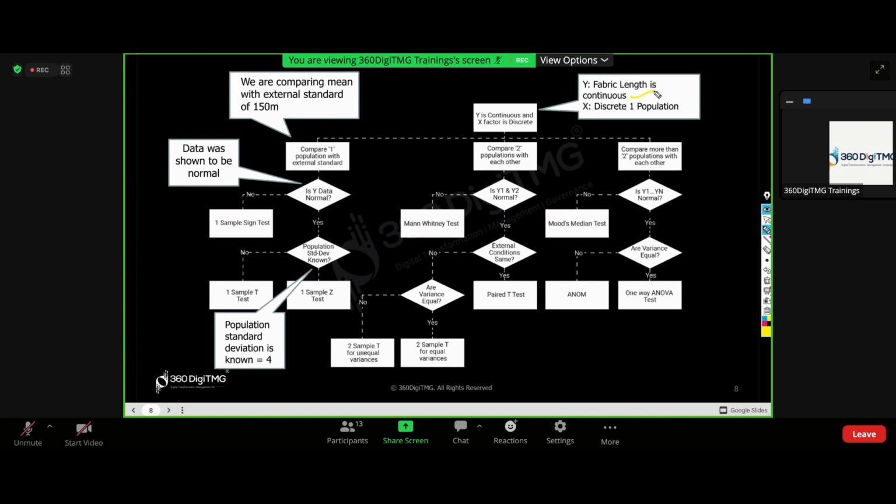So fabric length is continuous, right? So we will go with this continuous when y is continuous. We are comparing mean with external standard of 150 meter. Then data was shown to be normal. If it is normal, then we will go with this part, not with this. Then you go and check population standard deviation. Yes, it is known. You perform z test. If it is unknown, you perform t test. So based on different condition, we will follow the flow chart from this.